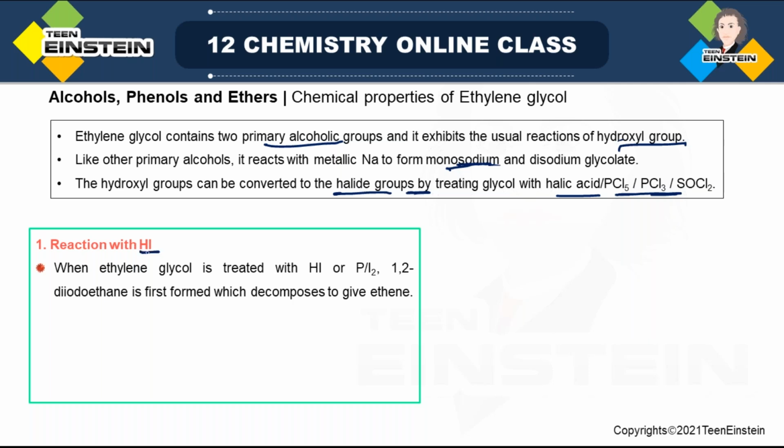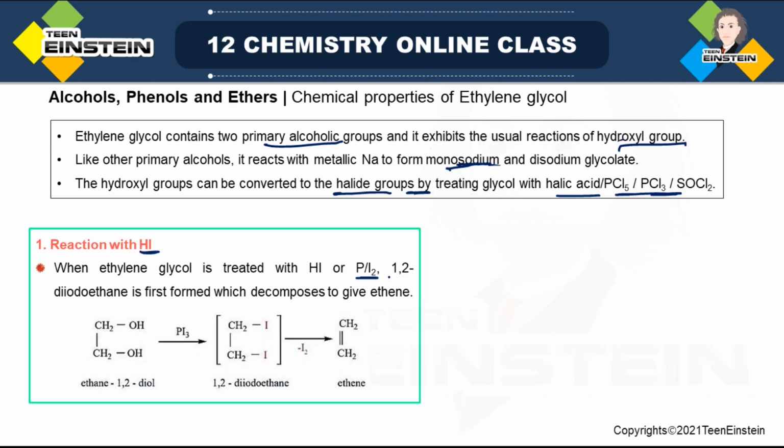First reaction is reaction with hydroiodic acid. When ethylene glycol is treated with HI, or phosphorus in the presence of iodine, what will happen? First, there will be formation of 1,2-diiodoethane. That means both the OH groups will be replaced by iodine. But remember, that is not the end of the reaction. It is just an intermediate. Finally, these two iodines are removed together in the form of iodine. As if this carbon-iodine bond is broken, a C=C double bond is formed, and this carbon-iodine bond is also broken. So finally, you are getting ethylene.